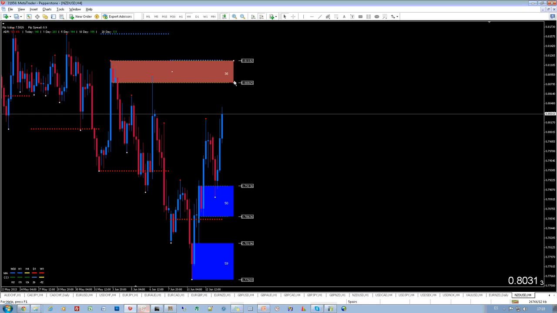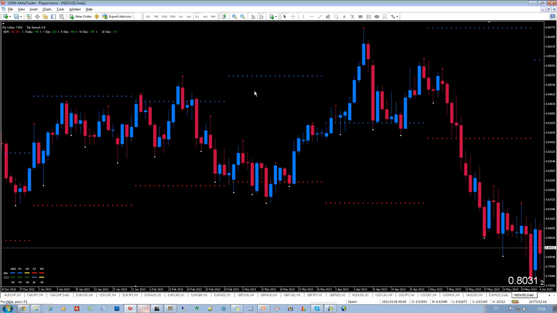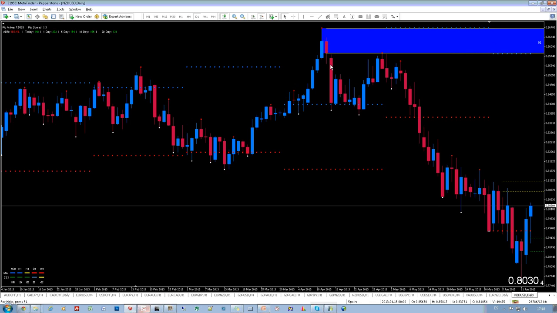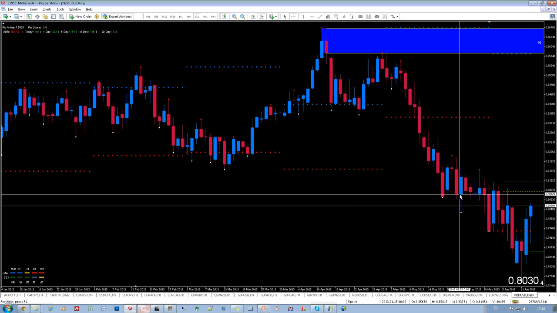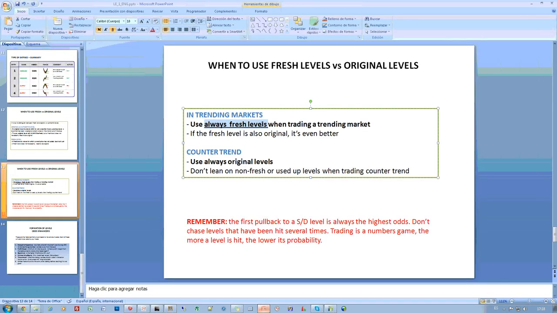So on the 4 hour, we have this. No problem. Let's go, for example, to the daily. I will draw a daily, like that. If price drops from here, starts dropping and dropping, and then we are in a trend on the daily, what we want to do when we are on a trending market is to lean on fresh levels. If they are original, even better, but we don't have to look for original levels. So always fresh levels.